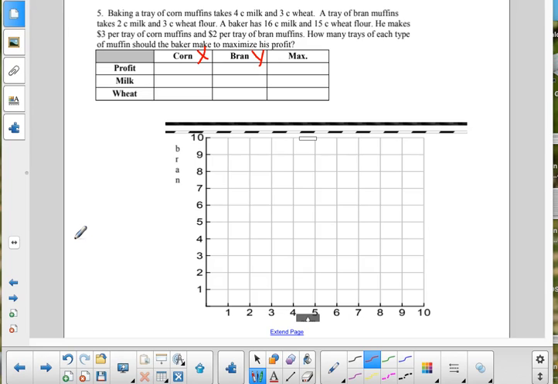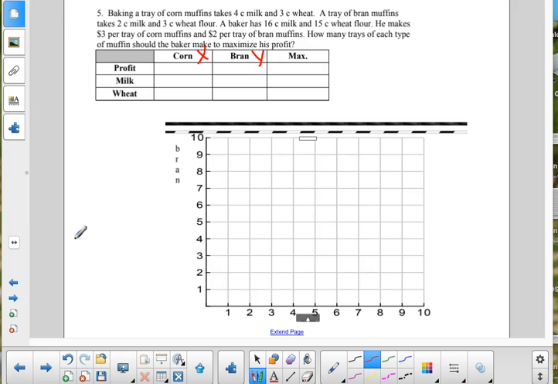So a baking tray of corn muffins takes 4 cups of milk and 3 cups of wheat. A tray of bran muffins takes 2 cups of milk and 3 cups of wheat. A baker has 16 cups of milk and 15 cups of wheat. He makes $3 per tray of corn muffins and $2 per tray of bran muffins. How many trays of each type of muffin should the baker make to maximize his profit?